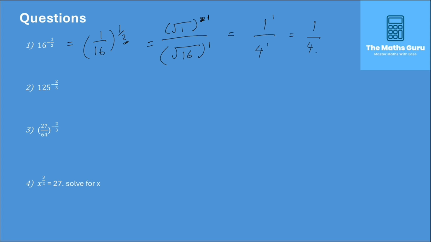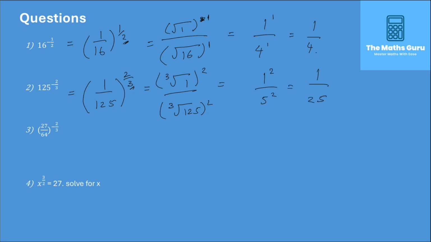Now looking at 125 to the negative 2/3, we're going to get 1 over 125 to the power of 2/3. And then what we're going to have to do here is cube root, because 3 is our denominator, and cube root 125, and individually square them. So the cube root of 1 is just 1, and the cube root of 125 is 5. So we're going to have 1 squared over 5 squared. 1 squared is just 1, 5 squared is 25.